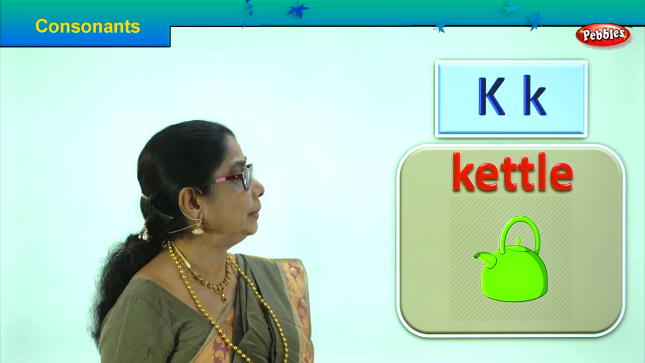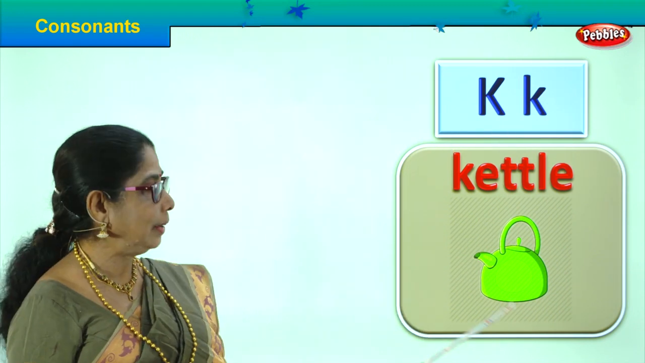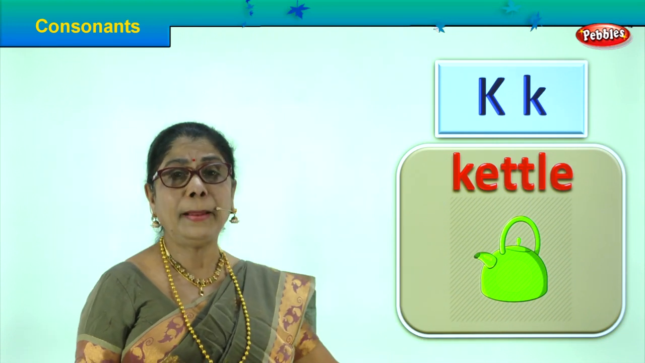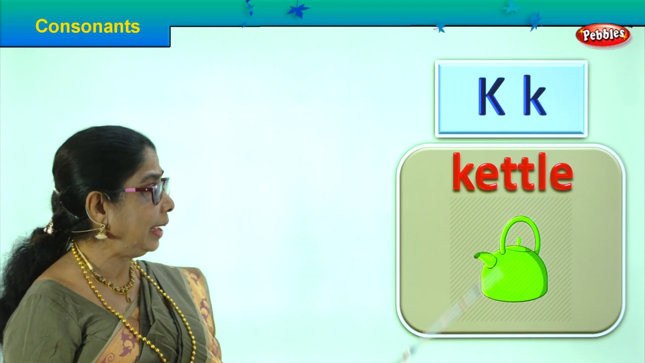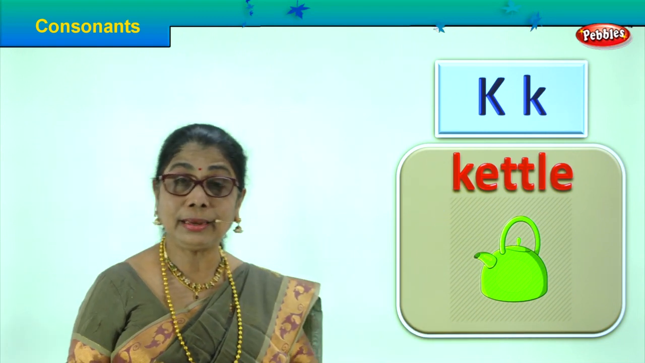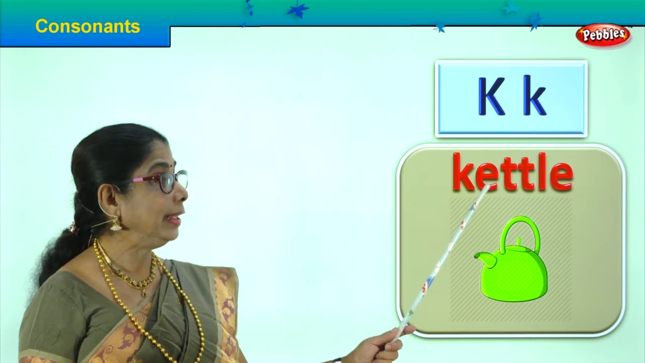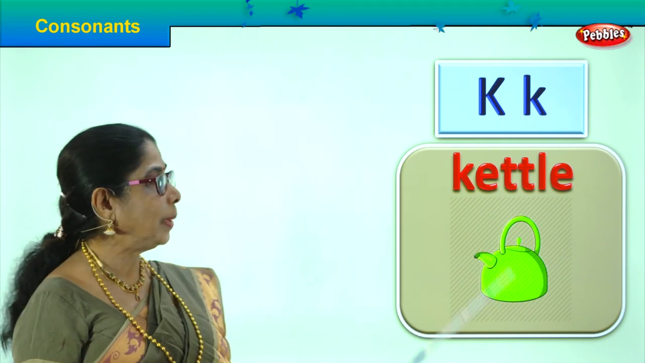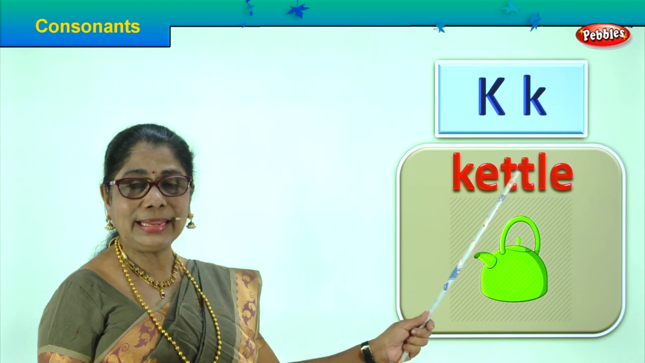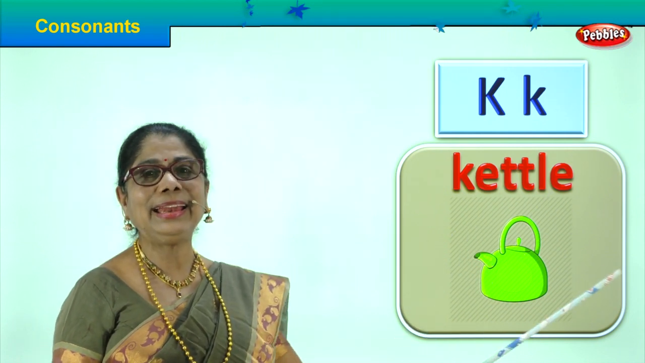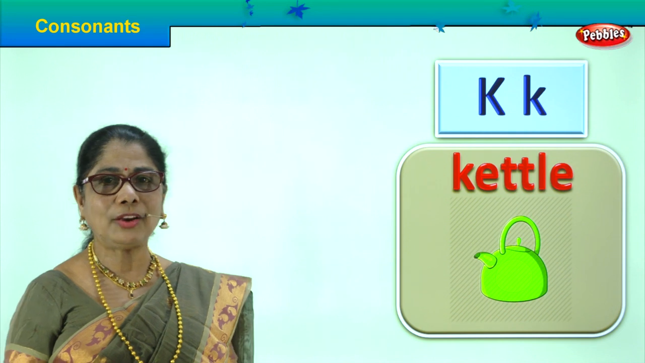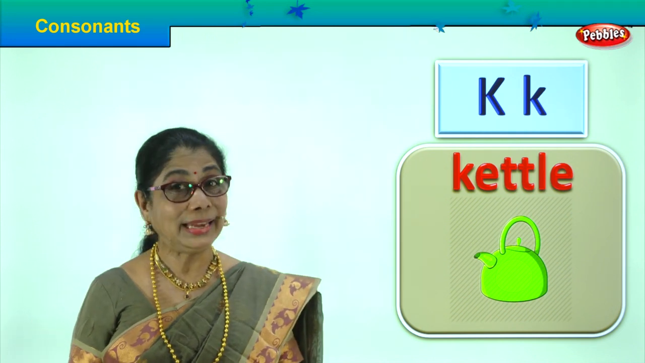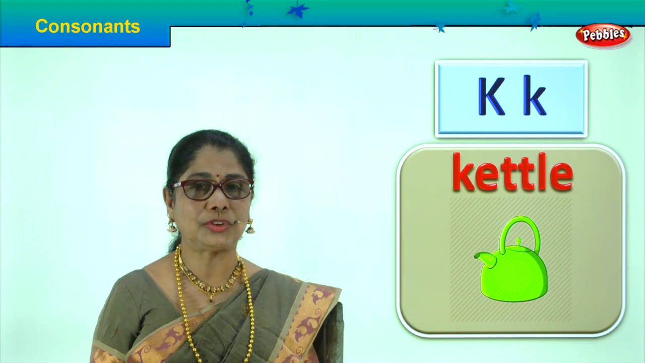Look what you have here. Consonant K. What is this? Kettle. Good. Kettle. The word kettle begins with the letter K. K. Kettle. Can you spell kettle? K-E-T-T-L-E. Kettle. Good. What do you put in the kettle? Tea, coffee, hot water, anything. Yes? Good. Let's take another picture.